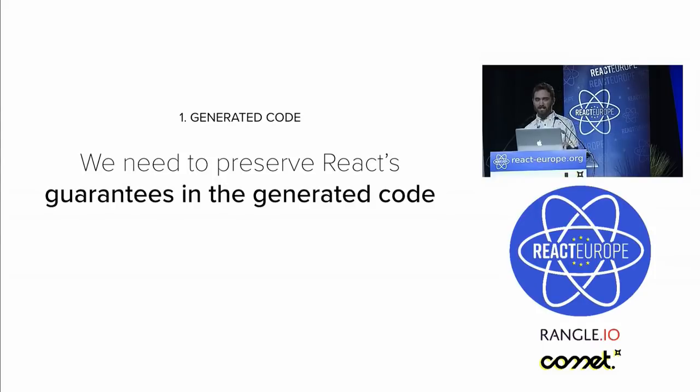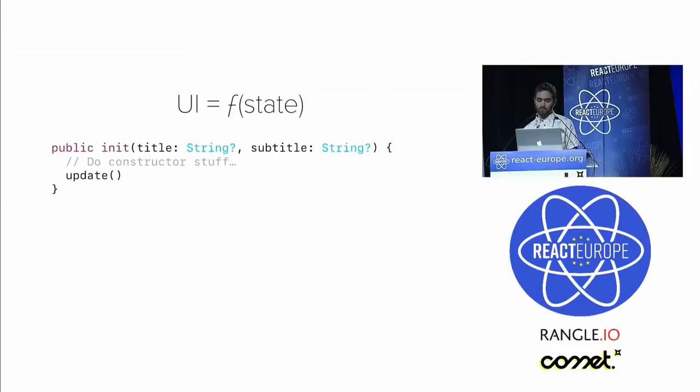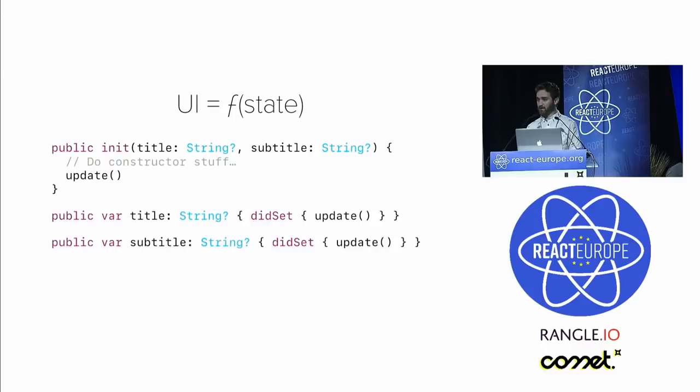So if we look at how that might work, we really just need to make sure that our UI is a function of our state. Taking the Swift example further, we had that initializer, which is essentially the constructor, and we set the initial props, and then we call this update function. And then when we set the title or subtitle, we also, again, call the update function. And we just need to make sure in our update function, our UI always comes out looking exactly the same.